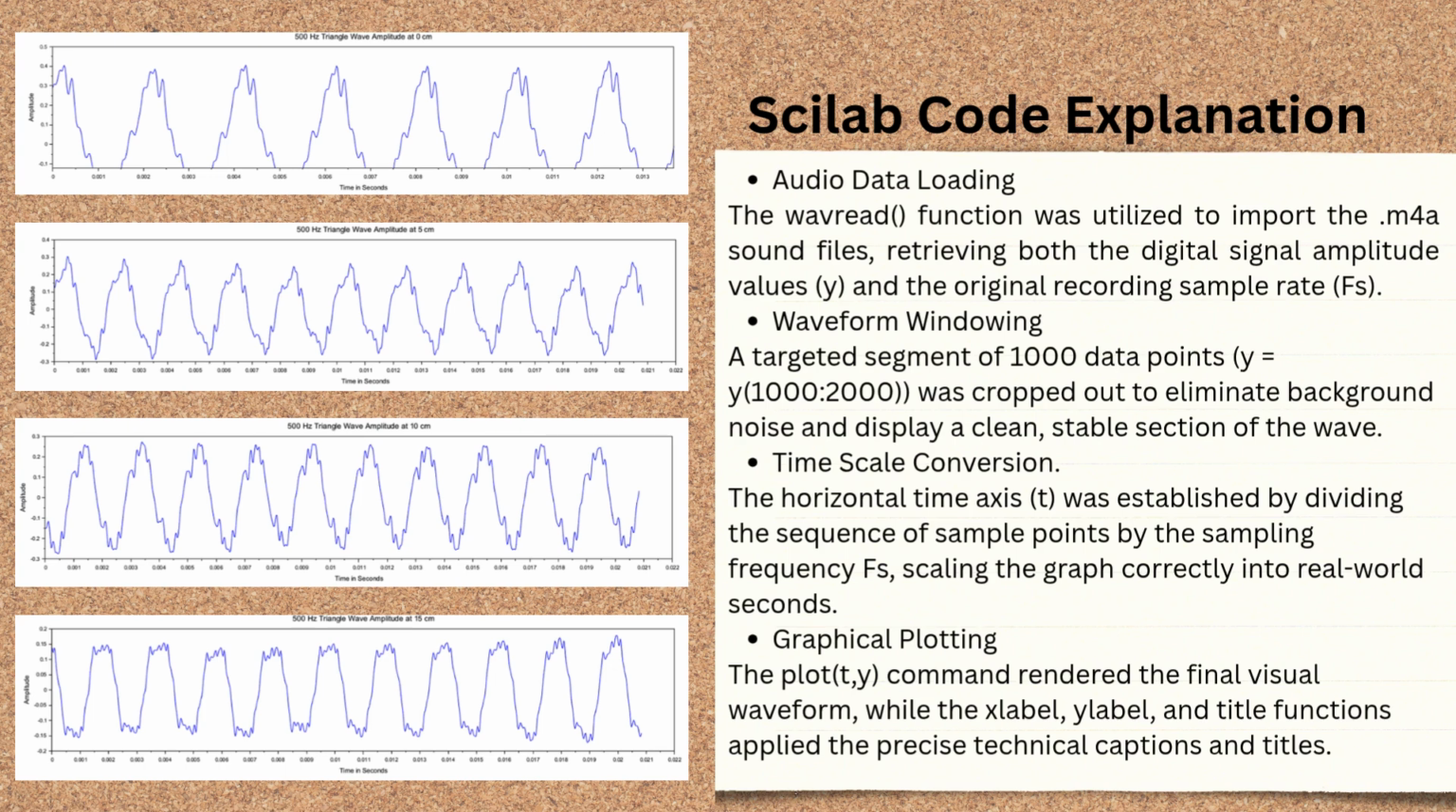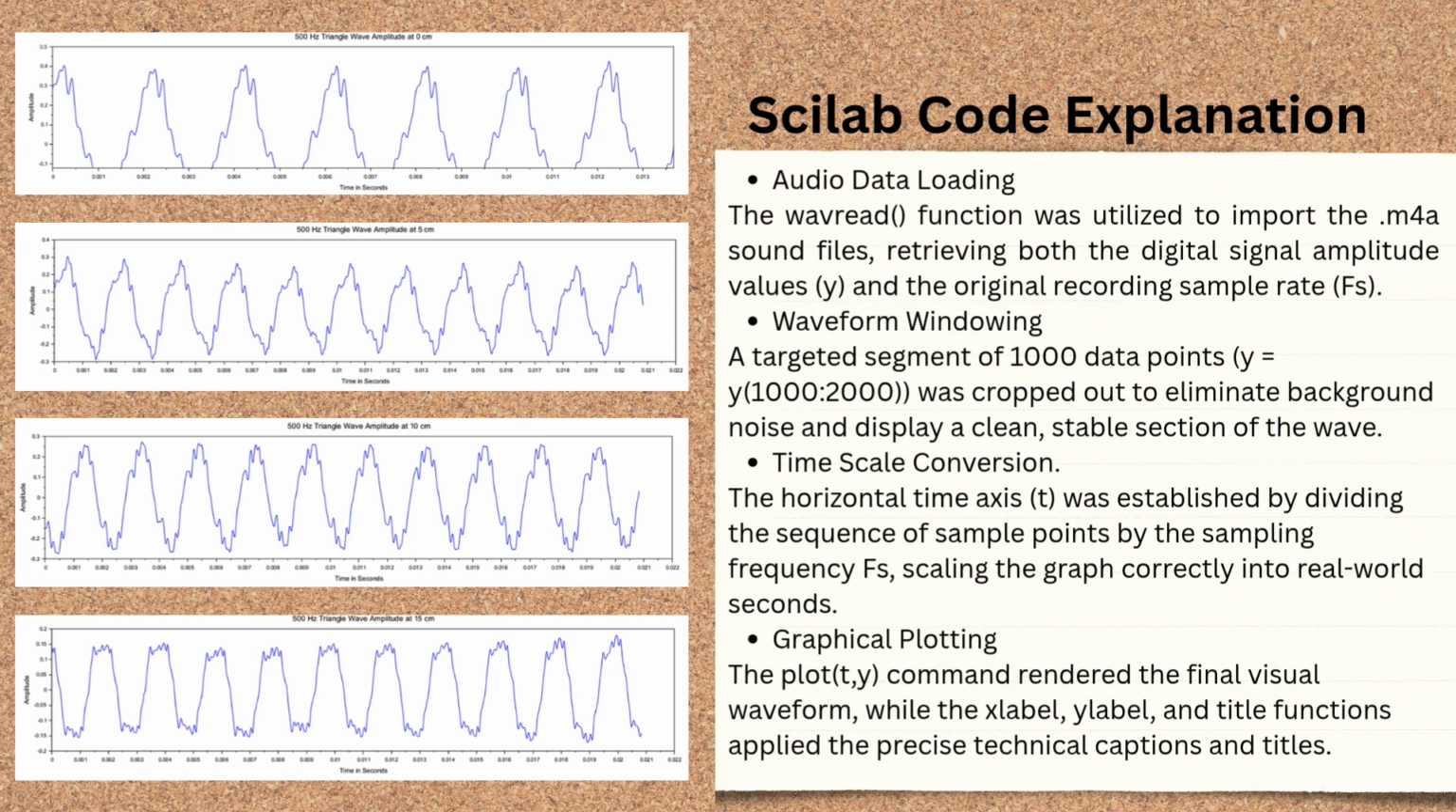Once the data was loaded, we performed waveform windowing. Raw recordings usually contain a bit of background noise or silence at the very beginning and end. To eliminate that interference and ensure a clean analysis, I cropped out a targeted segment of exactly 1000 data points, isolating a stable section of the wave.